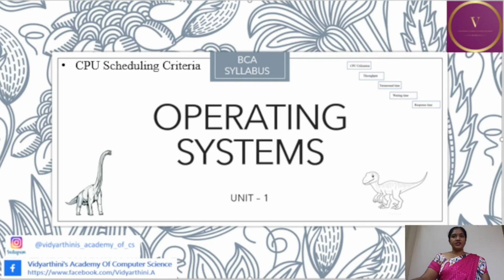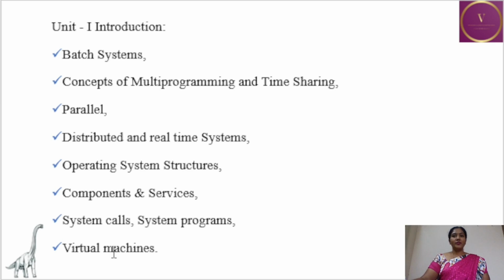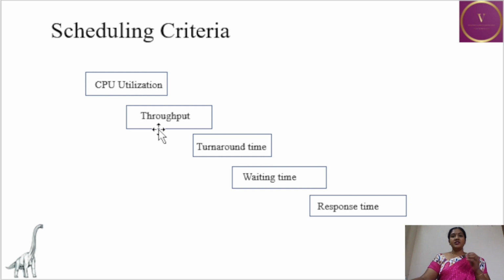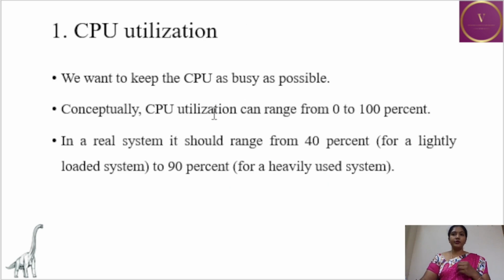In this video lecture, we are seeing about CPU scheduling criteria, and these are the topics that we have covered so far under first unit, and now we are in CPU scheduling criteria. There are five main CPU scheduling criteria based on which we are going to select the algorithms, and these five different scheduling criteria help us to determine the efficiency of a particular scheduling algorithm. Okay, the first one is CPU utilization.